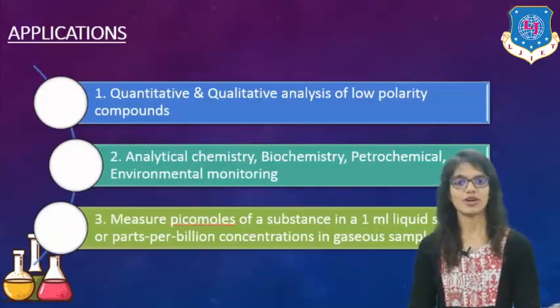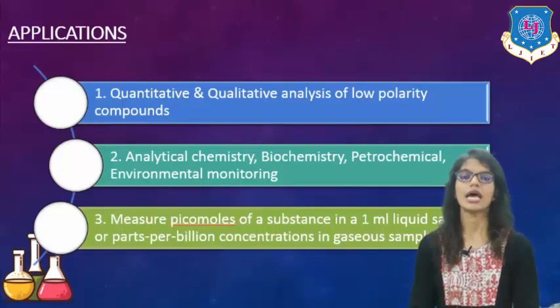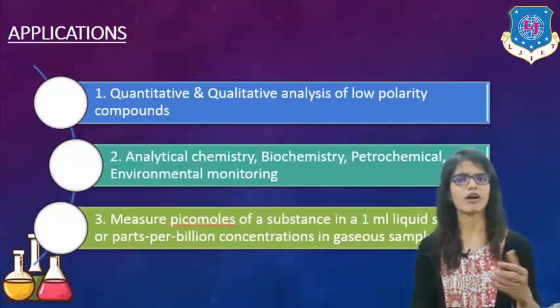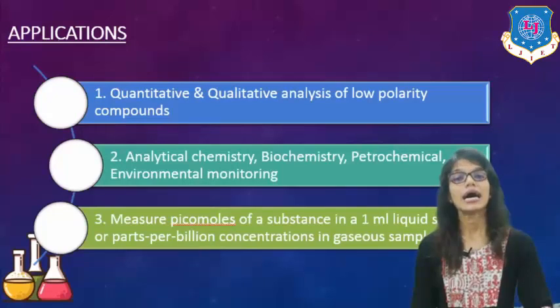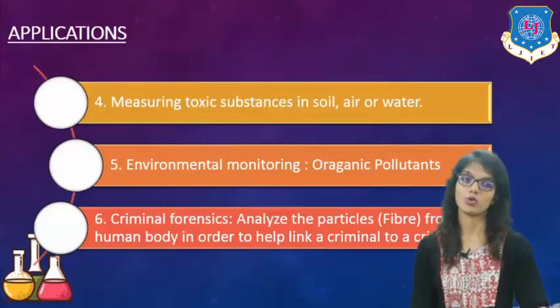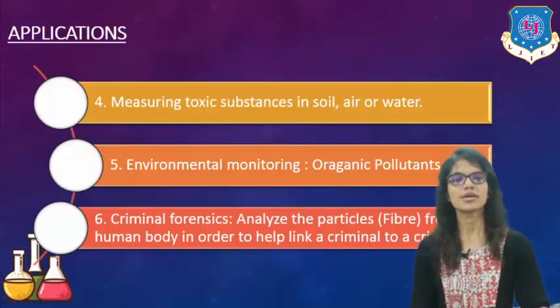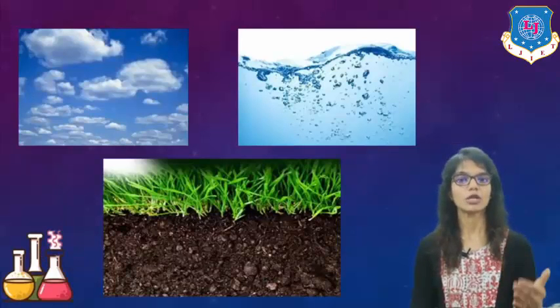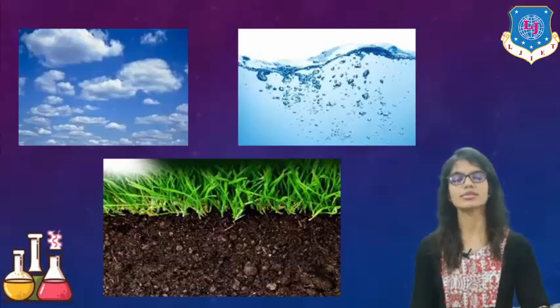Let's move on to the next point, which is applications. Qualitative and quantitative analysis of low polarity compounds is possible. Along with that, analytical chemistry, biochemistry, the petrochemical industry, and environmental monitoring also use mass spectrometry. It can detect compounds at nano levels and even pico levels. It is used to measure any toxic substance in soil, air, and water, that means to identify any pollutant or toxicant present in these samples.